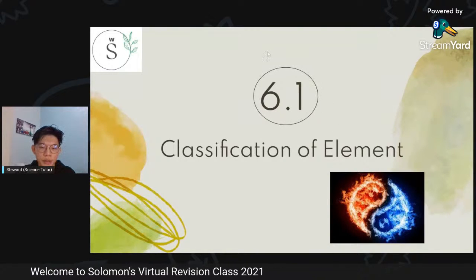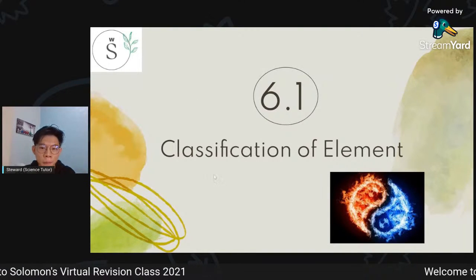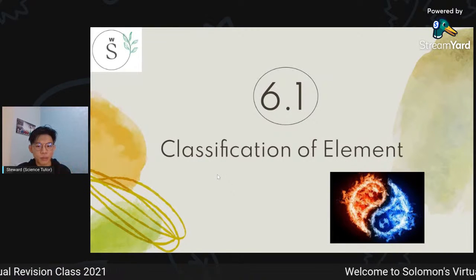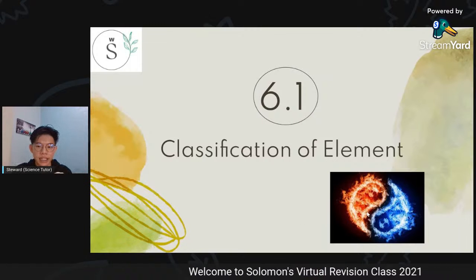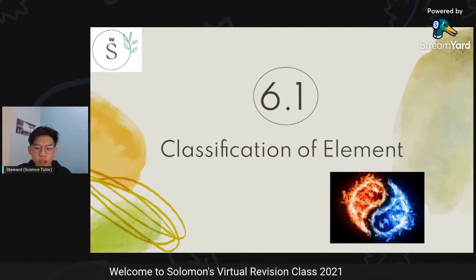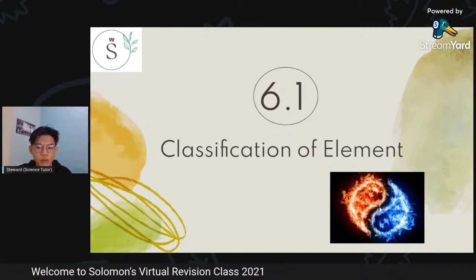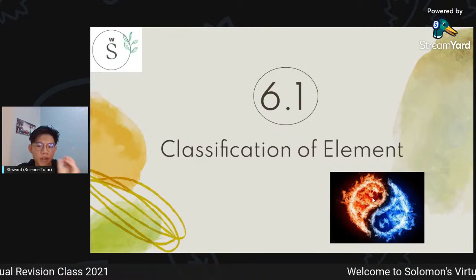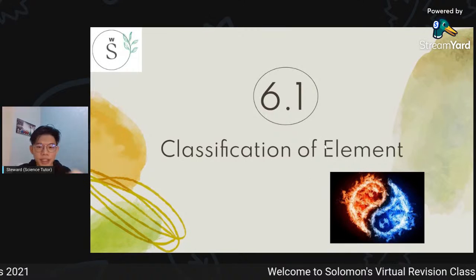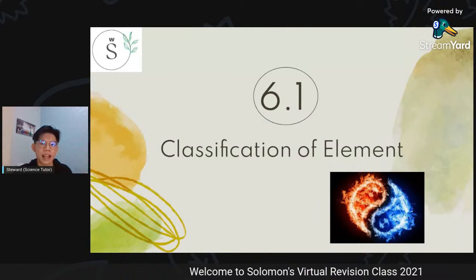Okay, so 6.1 we have classification of element. To make this simple, you can imagine the element as like a fire element or water element. That's what you guys heard before, right? Like sand element is one type of thing. Okay, so now I'm going to explain in detail, related to our science syllabus.